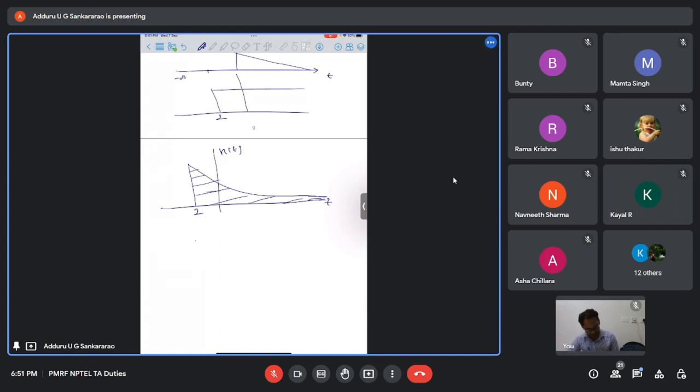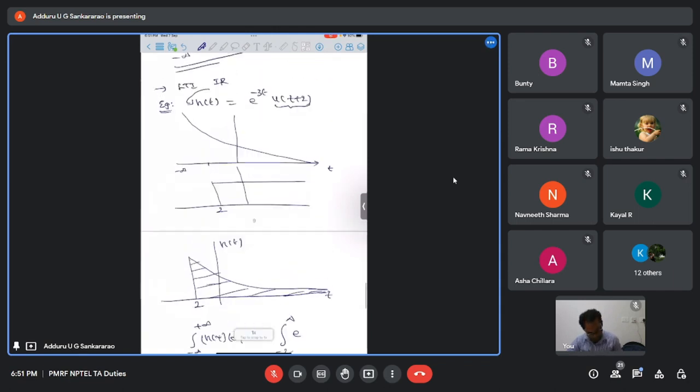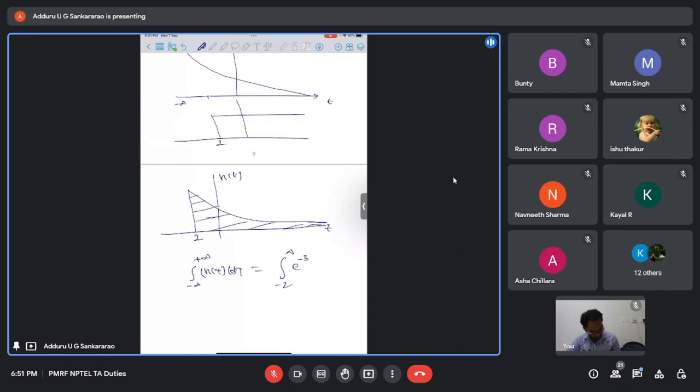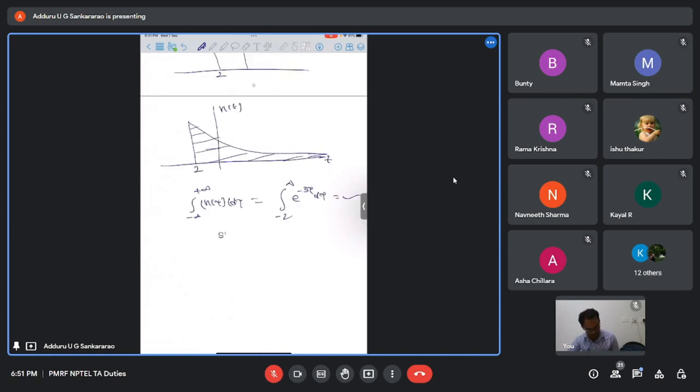That means the integral from minus infinity to infinity of h of tau d tau, what will we get? Minus 2 to infinity, e power minus 3 tau d tau. Integration you can do, you will get some finite quantity. So it is stable.